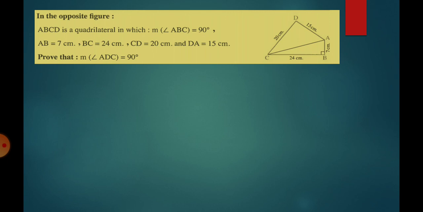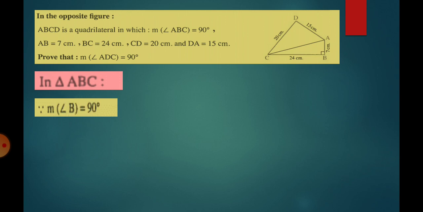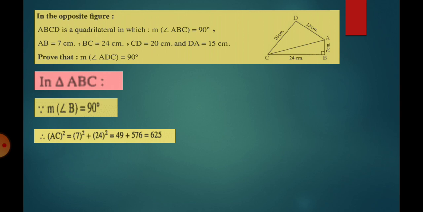Then AC power 2 equals AB power 2 plus BC power 2. First, in triangle ABC, since the measure of angle B equals 90 degrees, then AC power 2 equals 7 power 2 plus 24 power 2 equals 49 plus 576. Their sum equals 625. Then AC equals the square root of 625 equals 25.